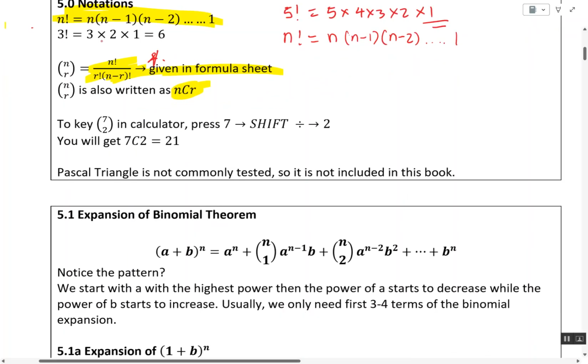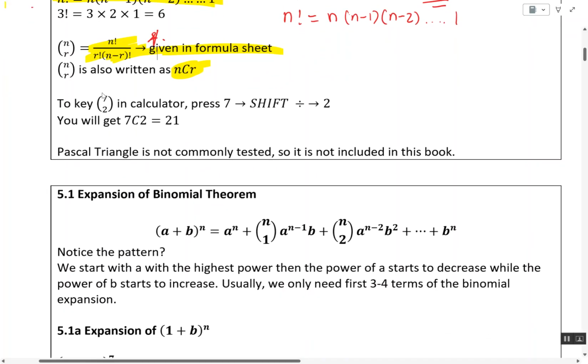But what I need you all to understand is if I have 7 choose 2, how do you press it in the calculator? You key the number 7 first. On your calculator, you press shift divide, for those who are using Casio. Subsequently, you press 2. So in the calculator, this is what you all should see. Then you key it in and you'll get 21.